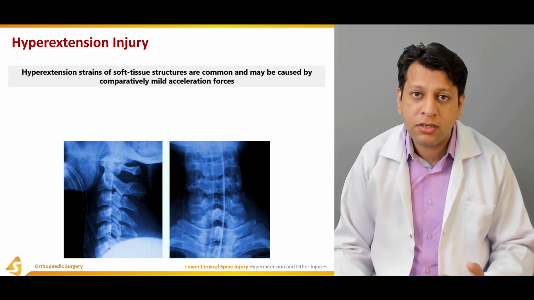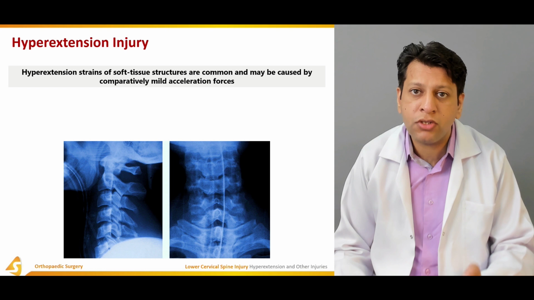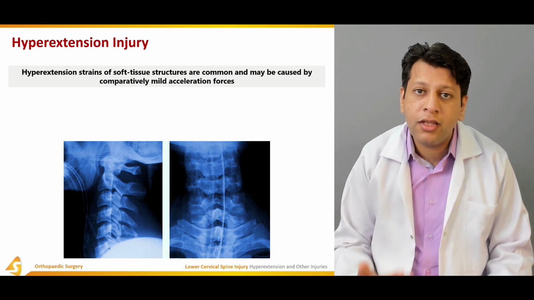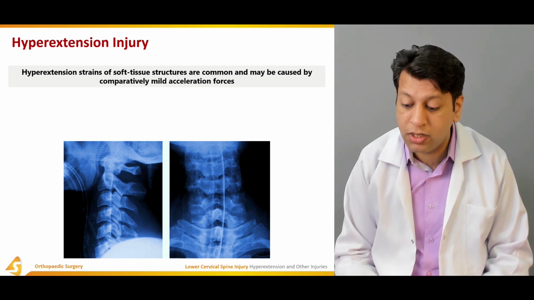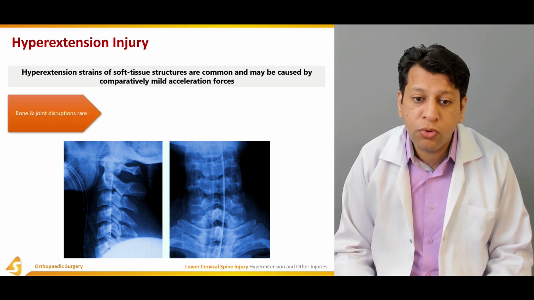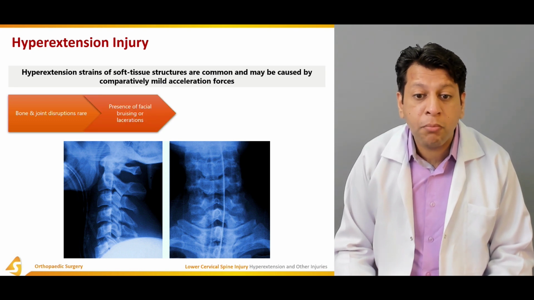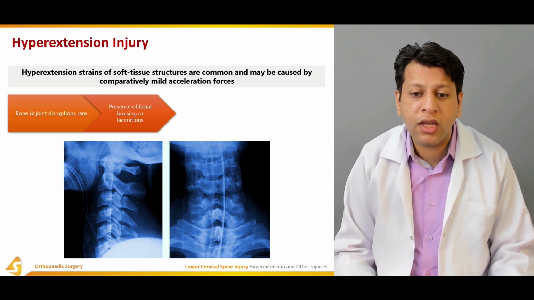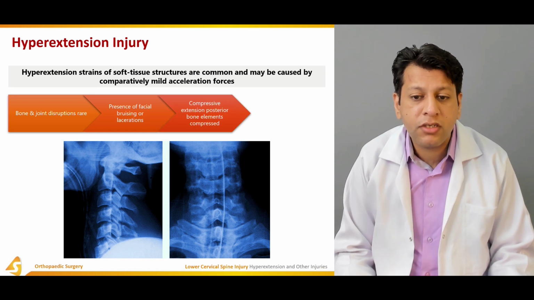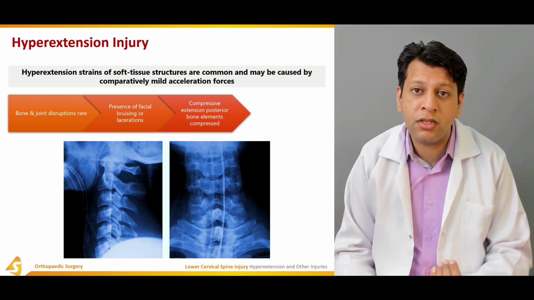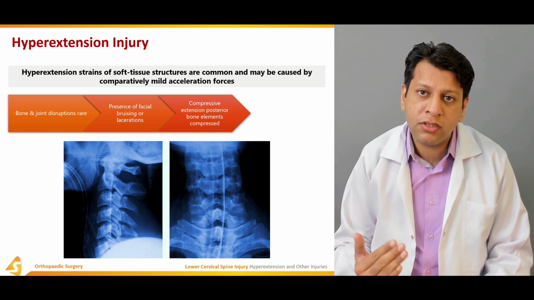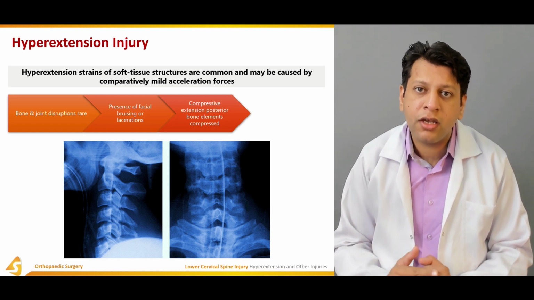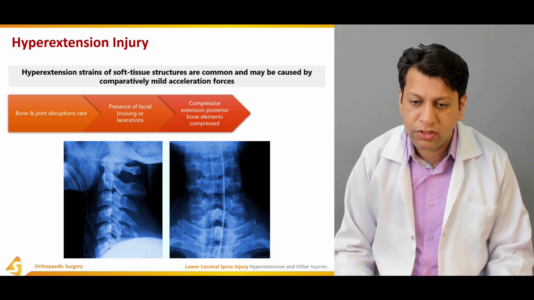With hyperextension of the neck, the maximum strain is actually placed on the anterior structure. And anteriorly, there is the anterior longitudinal ligament, or ALL, which is the most commonly disrupted ligament. Bone and joint both can be disrupted, but usually associated with facial bruising and lacerations. Compressive extension of the posterior bony elements may be present as well, because once there's excessive hyperextension anteriorly, the posterior elements can get compressed and lead to some kind of a fracture as well.